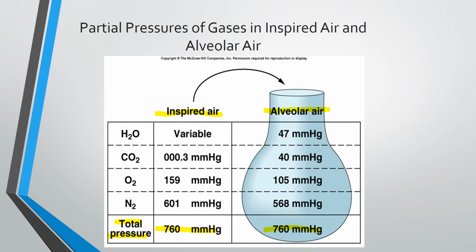Within the alveoli, the percentage of oxygen actually decreases. So here we have oxygen at 105 millimeters of mercury in the lungs compared to that within the inspired air of the atmosphere. And then carbon dioxide is going to be higher as compared to that of the atmosphere. These changes in partial pressure are going to be responsible for respiration, for inhalation and exhalation, but both of which are going to have the pressure equal at that 760 millimeters of mercury.